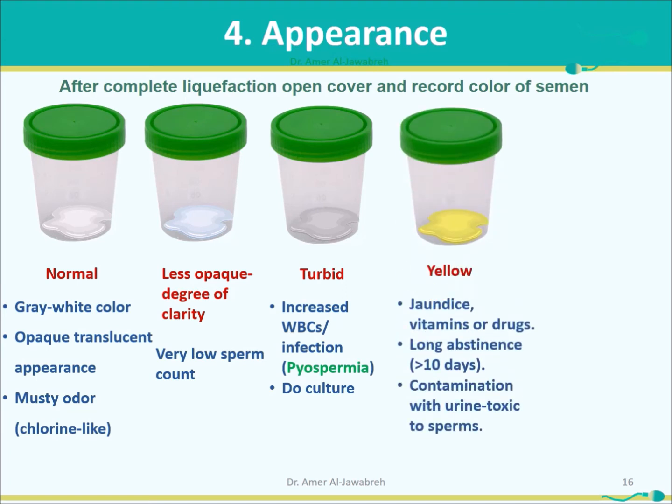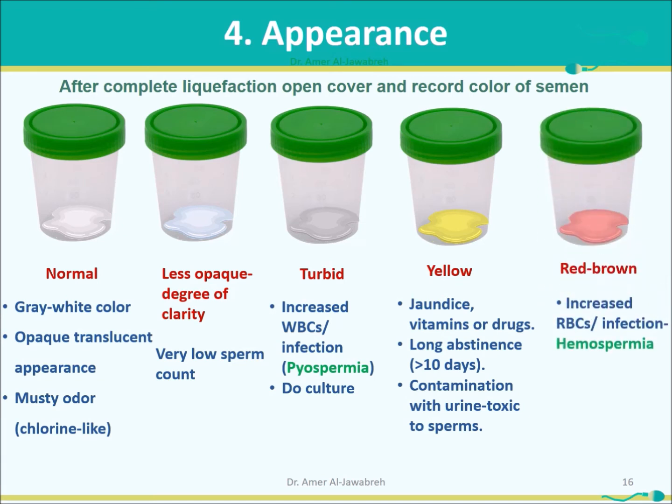Yellow, due to jaundice, vitamins or drugs, or long abstinence, more than 10 days, or contamination with urine, which is toxic to sperms. Red-brown: increased erythrocytes, infection, hemospermia.